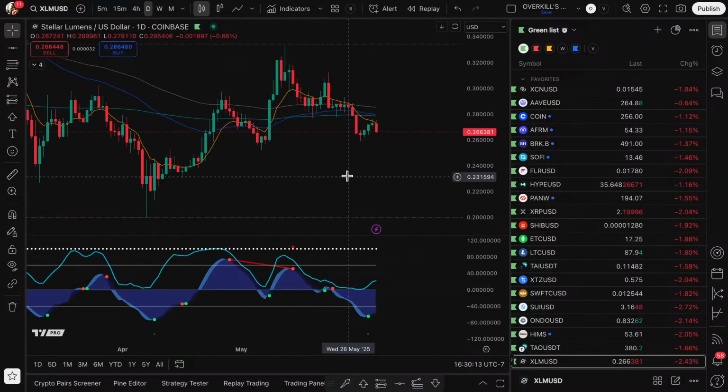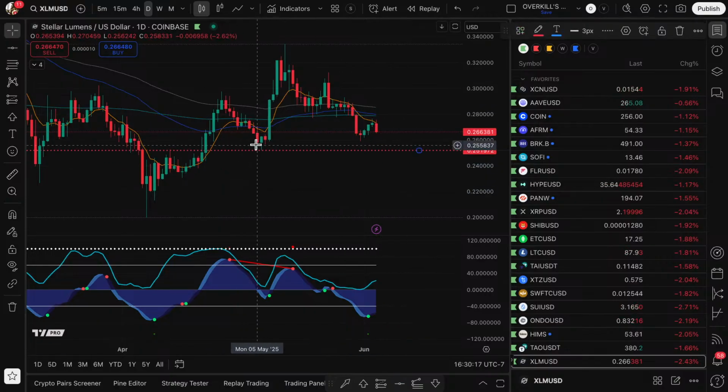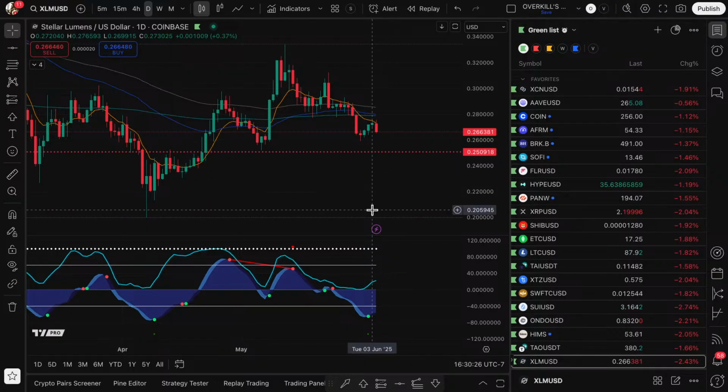So yeah, this was an ugly candle here today. We do have a nice base right here at 25 cents. If 25 cents breaks, we'll most likely come down here to the 22 to 20 cent level. But right now, you just want to watch this 25 cent level. That is the base. That is the area we are trying to hold on to, the area where the bulls are holding it up above it.